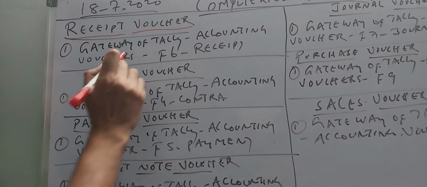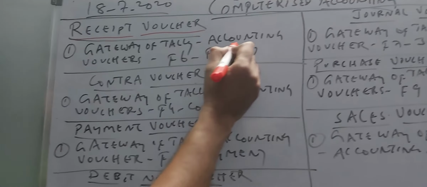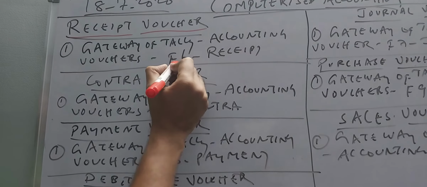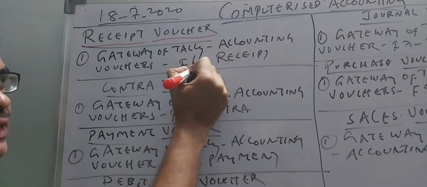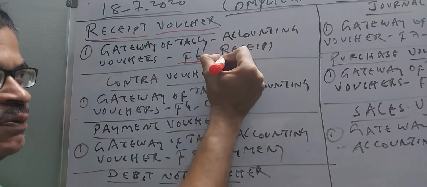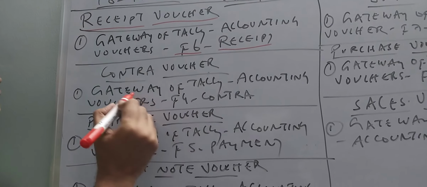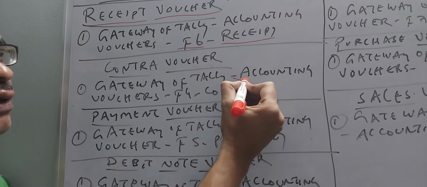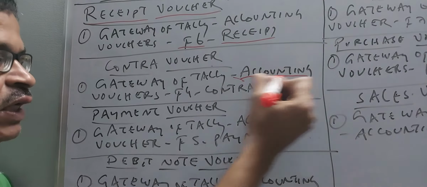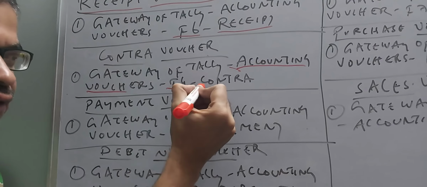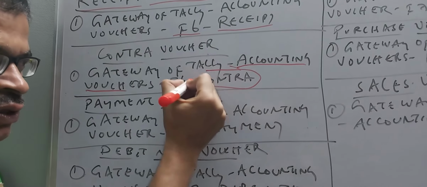Okay. So from gateway of Tally, for receipt voucher, go for accounting vouchers. Press F6. F6 is nothing but receipt voucher. Okay. Next is contra voucher. From gateway of Tally, as usual, go for accounting vouchers. Press F4. F4 is nothing but contra voucher.